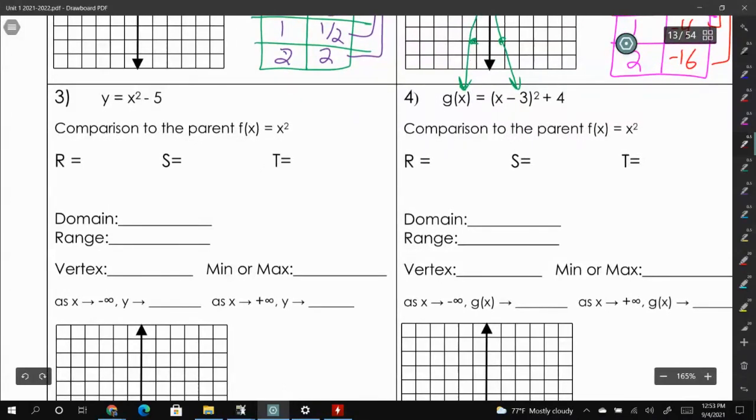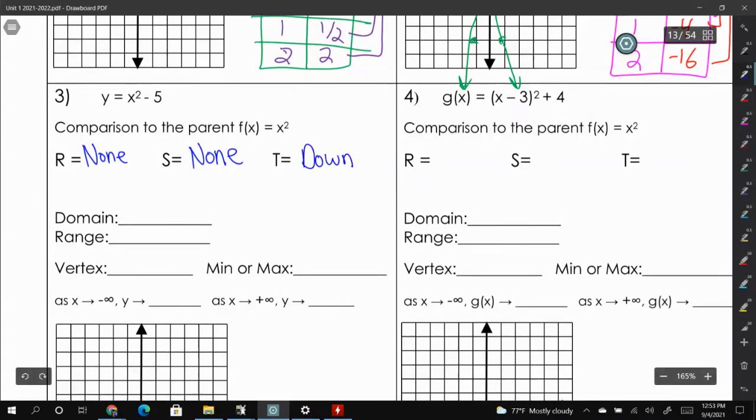Number 3 over here, you may say, well, that's not in vertex form. Well, this one is in vertex form. We just don't have an h value, and that's okay. So we have no reflection. Our a value is positive. Our a value is 1, so we have no shrink or stretch. Our translation is just down 5.